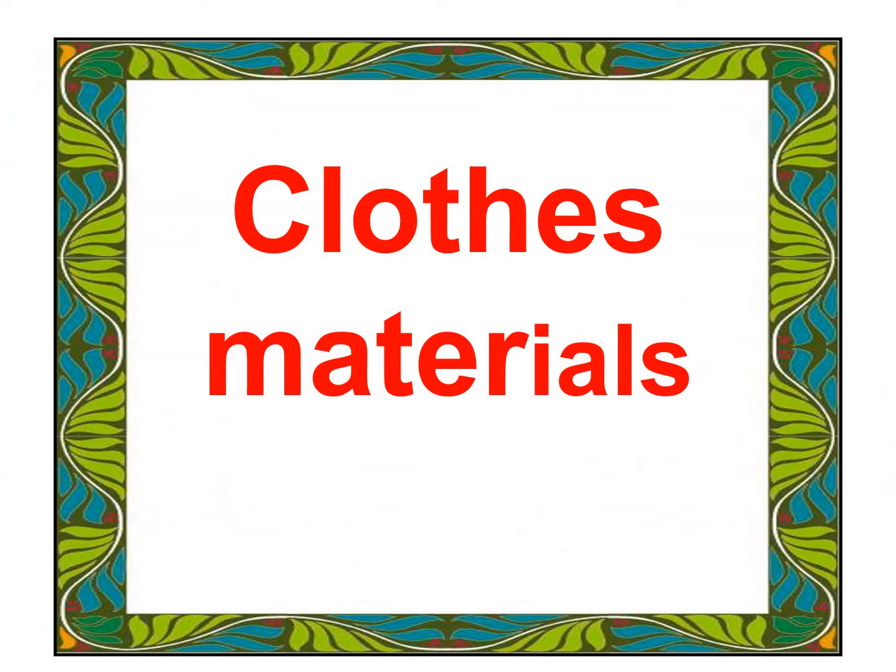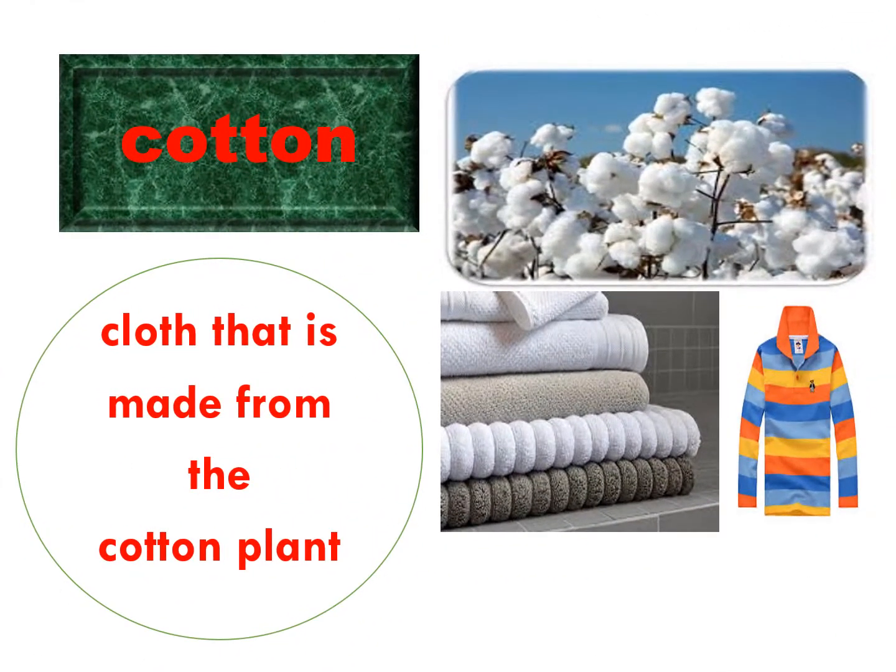We will start our lesson today with colored materials. To identify what are the different types of colored materials, listen carefully. We have material number 1, cotton. Cloth that is made from the cotton plant.